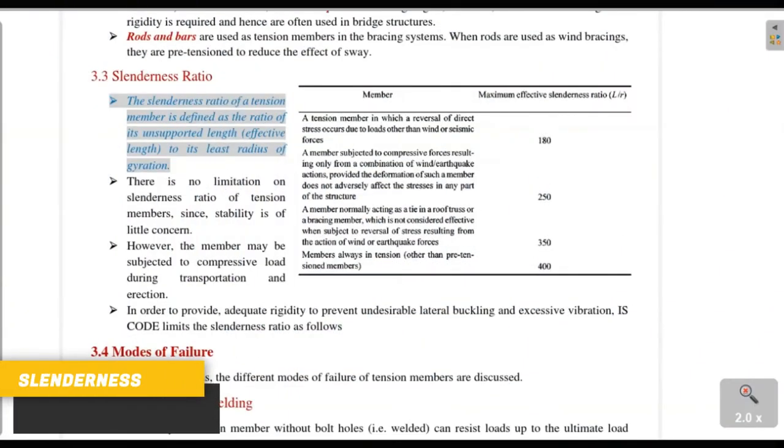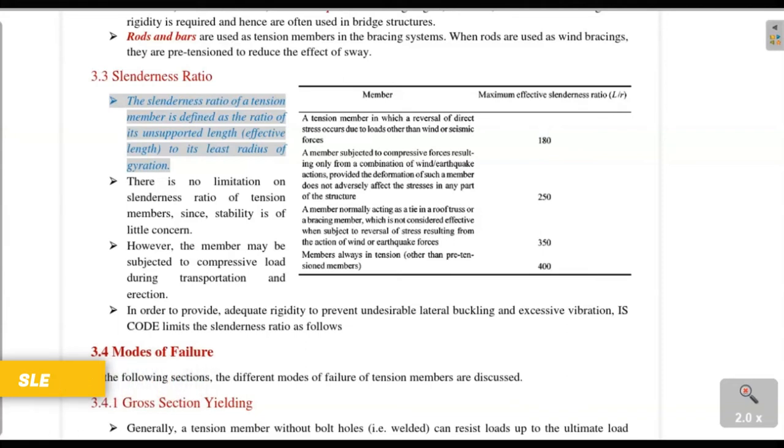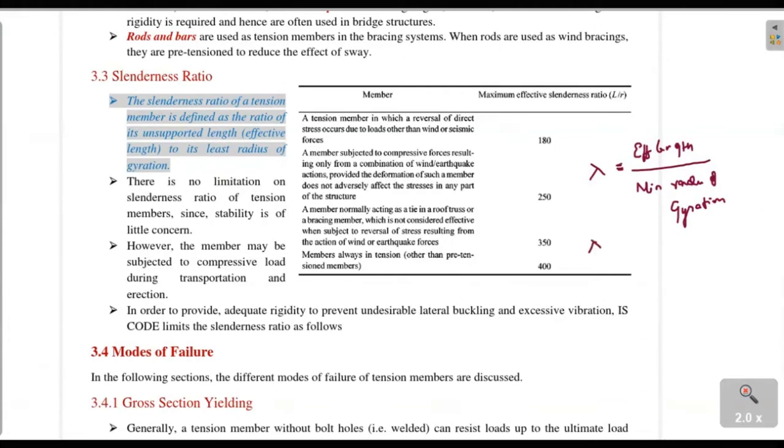In this video, let us discuss slenderness ratio. So, you know what is slenderness ratio? Slenderness ratio is represented with lambda, and this lambda is nothing but the effective length divided by minimum radius of gyration. And if this lambda is high, such a member is called a slender member.